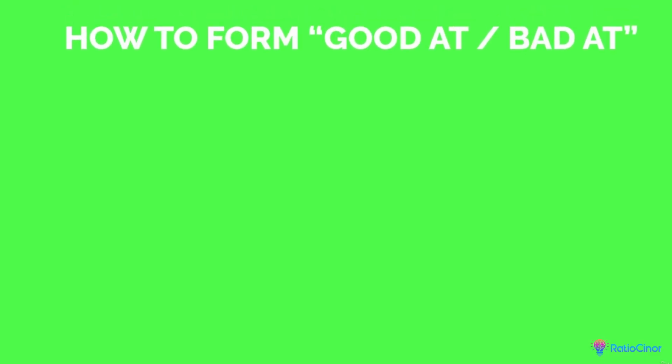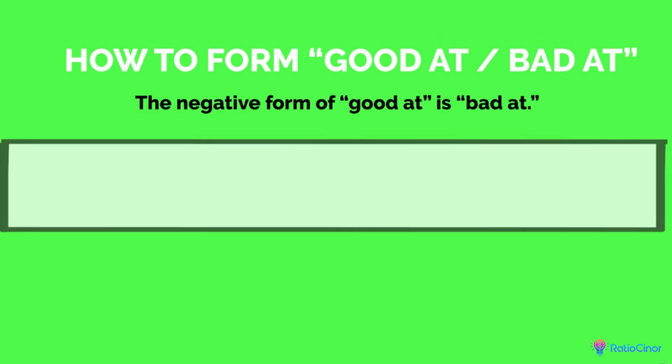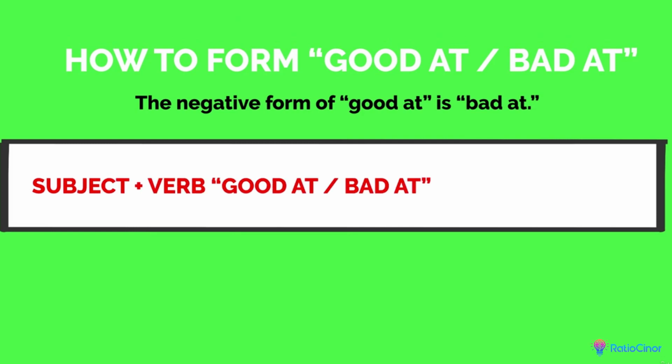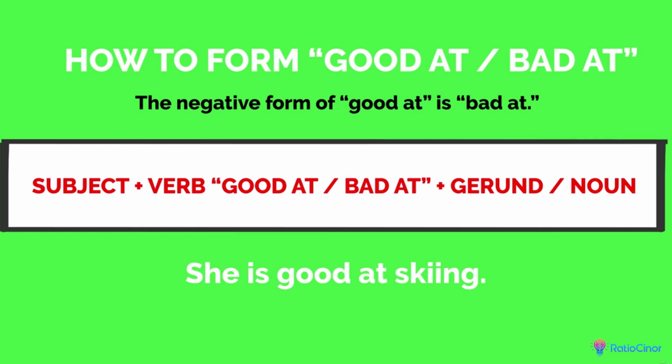How to form good at, bad at. The negative form of good at is bad at. Subject plus verb, good at or bad at, plus gerund or noun. She is good at skiing. She is bad at English.